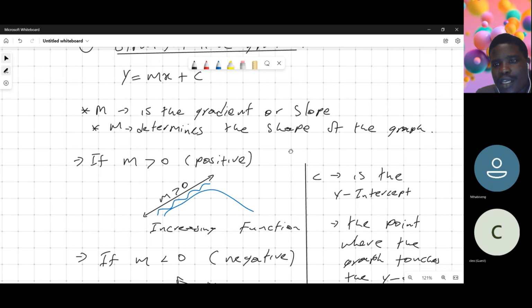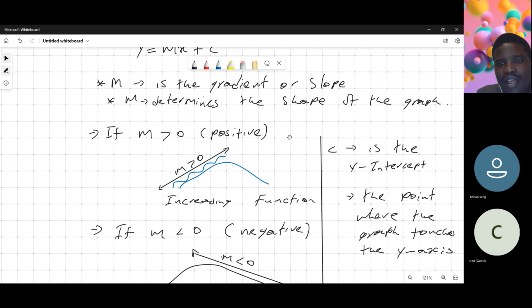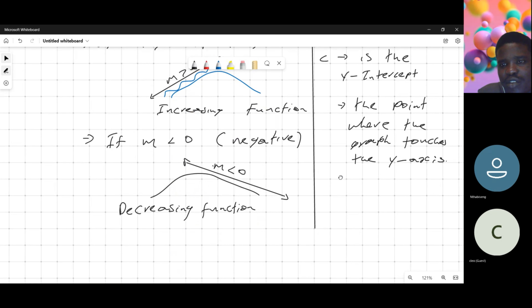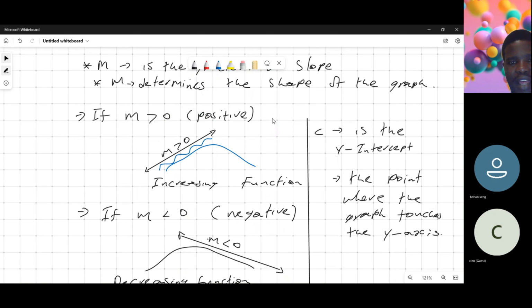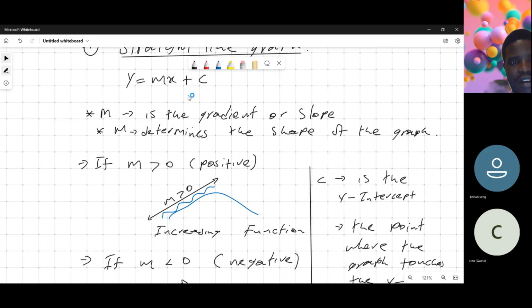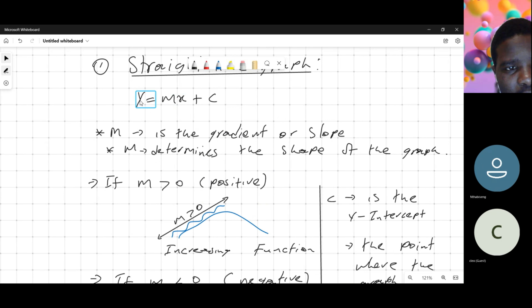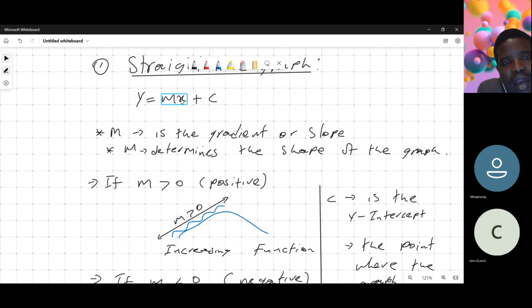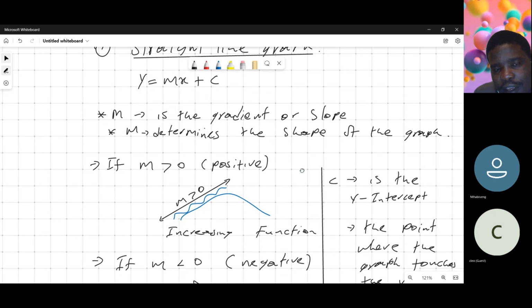Let's see, is there anything that we are leaving behind on this graph? Yes, the domain and range of a straight line graph. Before we go to domain and range, let's also take note that y is the output value and x is the input value. So meaning x is an independent variable and y is a dependent variable.